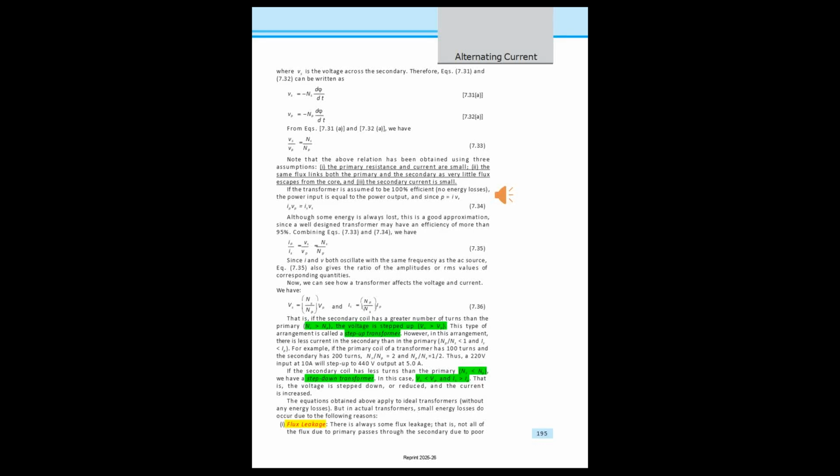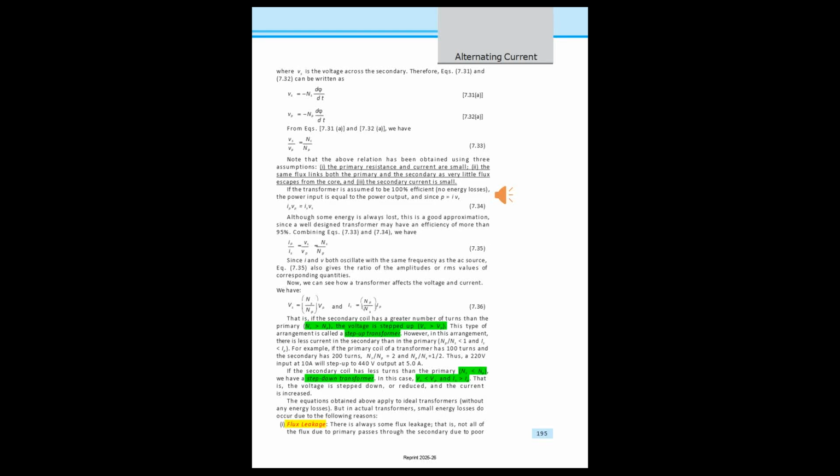Combining equations 7.33 and 7.34, we have Ip by Is equals Vs by Vp, and this equals Ns by Np. Since I and V both oscillate with the same frequency as the source, equation 7.35 also gives the ratio of the amplitudes or RMS values of the corresponding quantities.